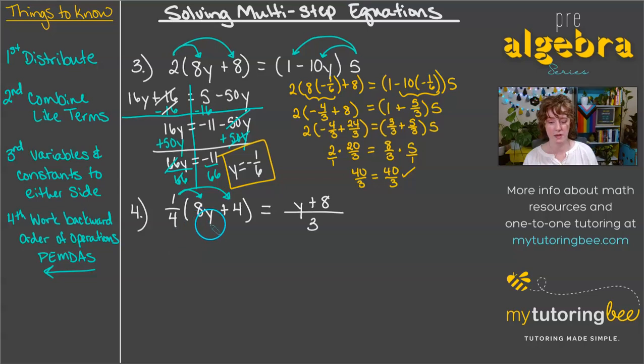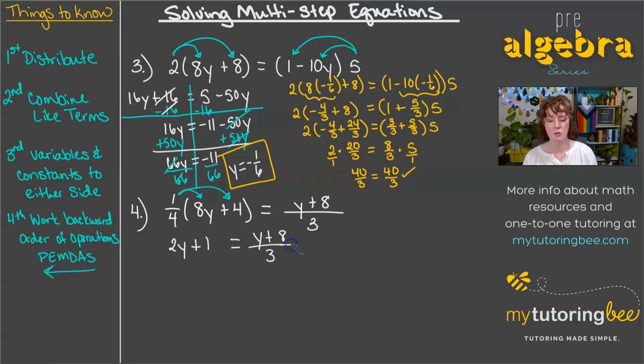So 1/4 times 8y, if we want to write it out separately, we can. 1/4 times 8, that 8 and 4 can cross cancel, so that leaves us with 2. So this is going to give us 2y plus, and then 1/4 times 4. So again, if we want to write it out and put that 4 over 1, these are going to cross cancel and just leave us with 1 on this side of the equation. So it's totally fine to write those things out if that is helpful for you. And then that's going to equal our y plus 8 over 3.